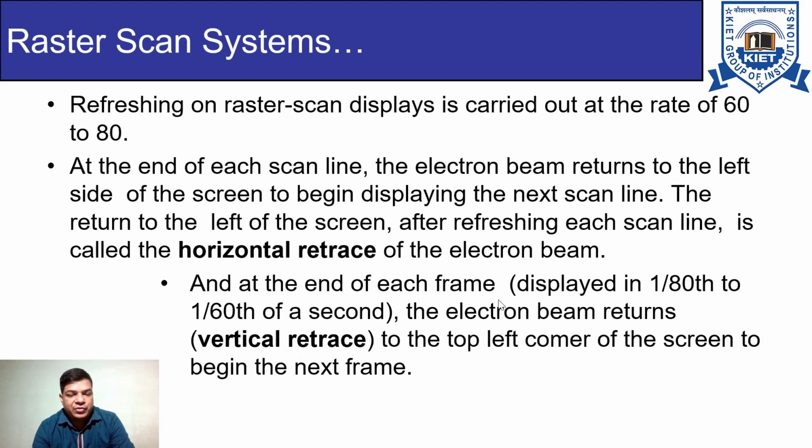At the end of each frame, that means at the end of each refresh cycle, the electron beam returns to the top left corner of the screen to begin the next frame, and this we call vertical retrace.